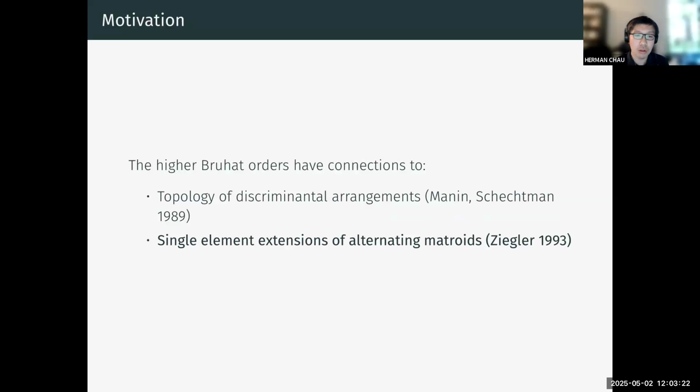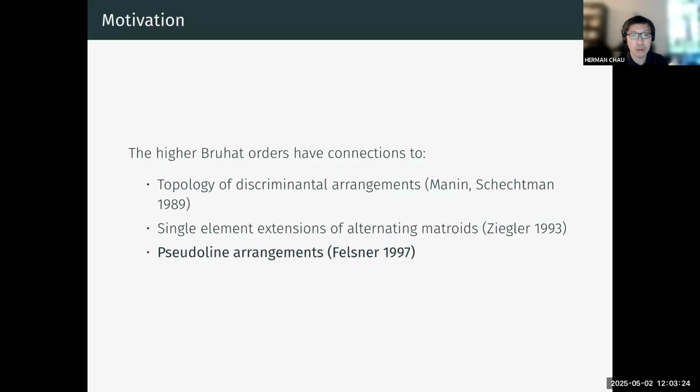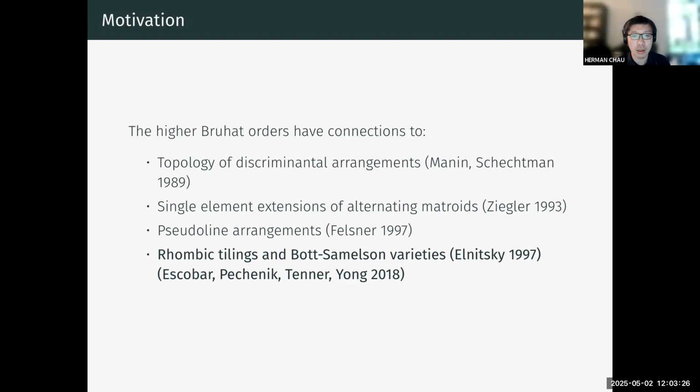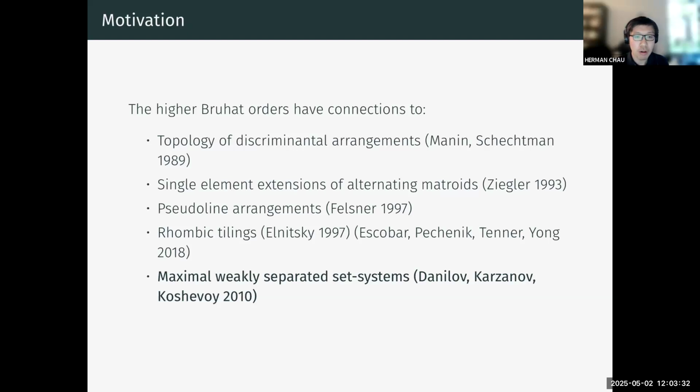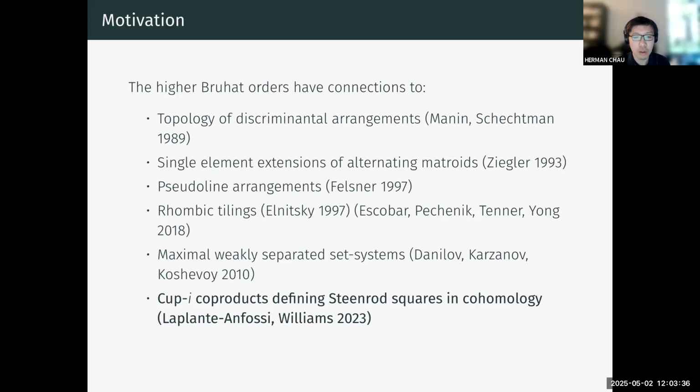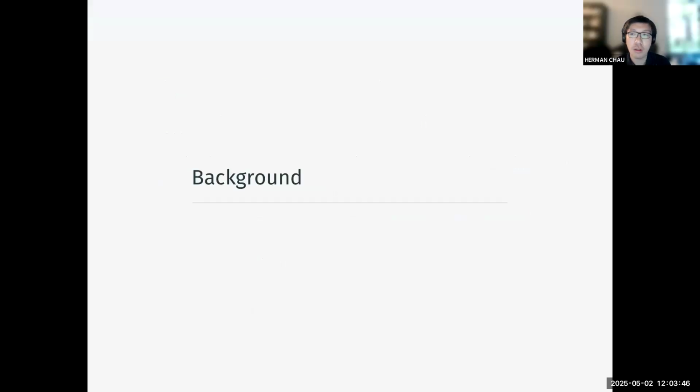There are connections to alternating matroids, pseudo-line arrangements, rhombic tilings, and we'll get more into the rhombic tilings later in this talk. Something called maximal weakly separated set systems, and also some connections to cohomology, specifically Steenrod operations. So this is a very brief overview that there are lots of connections to other areas. Now let me dive into some of the motivating background.